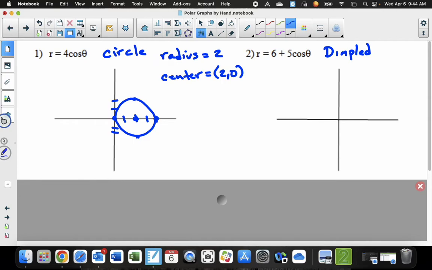Okay? So there's the first part. I know what it is. Now, just like a circle, where's the location of this dimpled limacon? Which axis are we on? Positive or negative x? For the exact same reason as what we had over here. If that 6 wasn't there, it's the same thing. Positive 5 and cosine means x. Your dimpled limacon's on the positive x side.